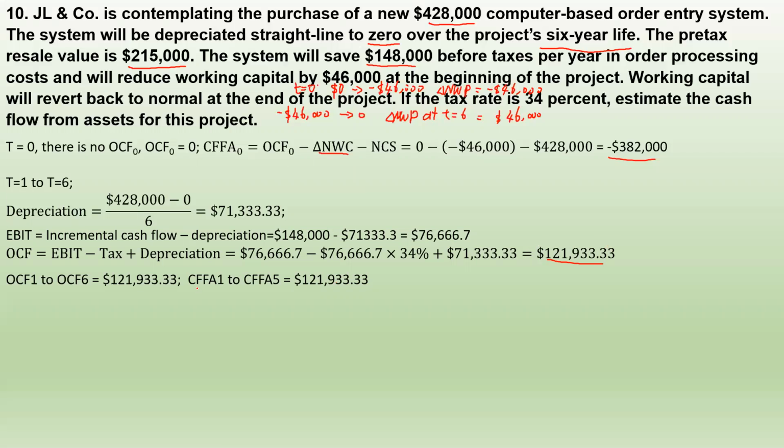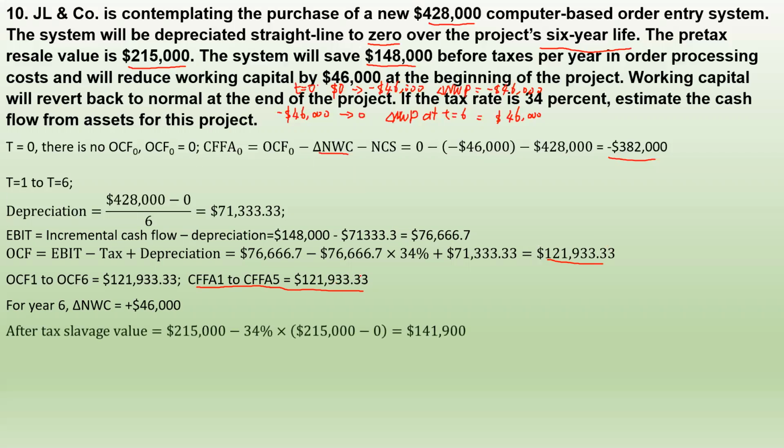The cash flow from assets from year 1 to year 5 is just equal to operating cash flow because there's no net capital spending and no changes in net working capital over the 5 years. For year 6, the change in net working capital is positive 46,000. After-tax salvage value is this market price minus the tax. Tax equals the tax rate times market value minus book value. Book value equals 0. So the after-tax salvage value is 141,900.